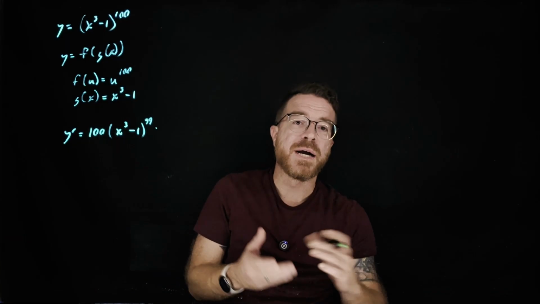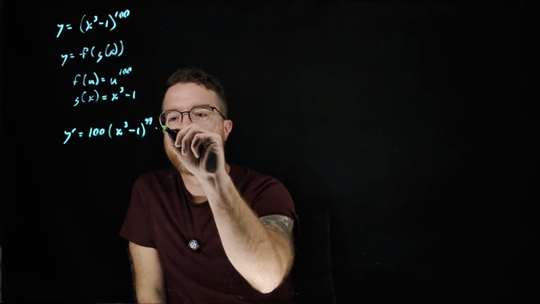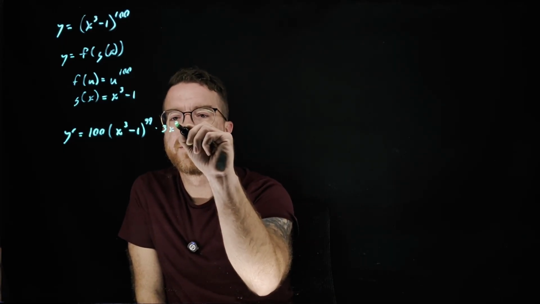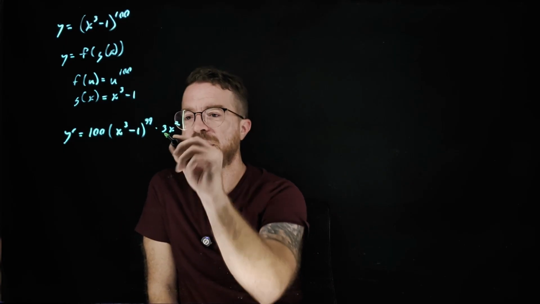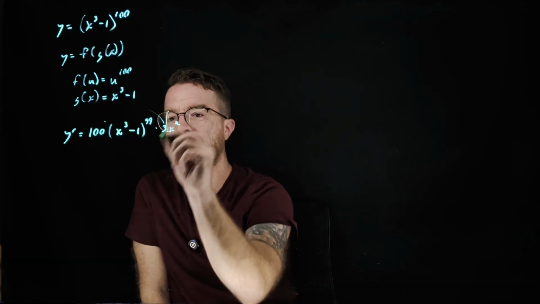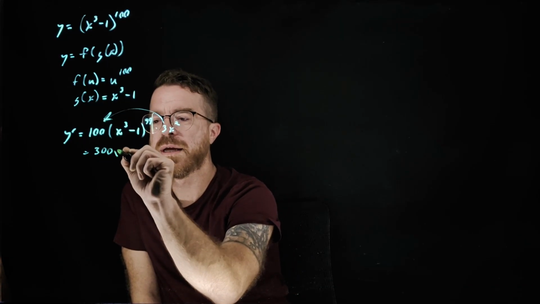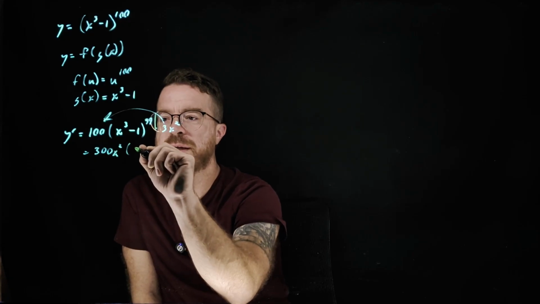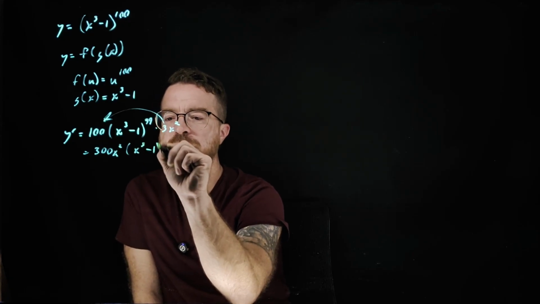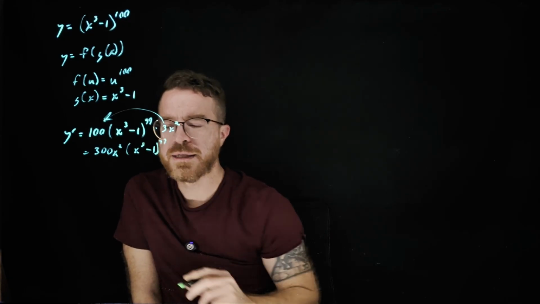X cubed minus 1 is going to give me 3x squared. So then, of course, if I bring this 3x squared up front, this is going to end up being 300x squared times (x cubed minus 1) to the 99th power.